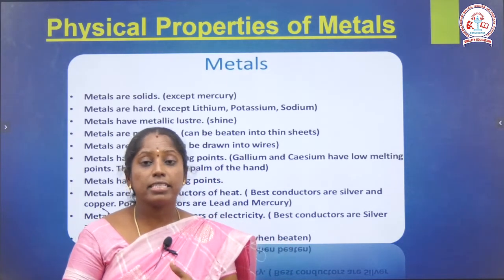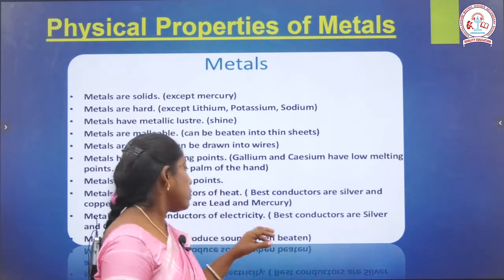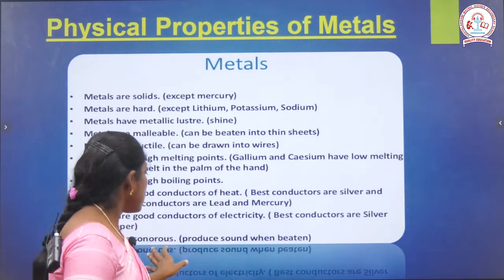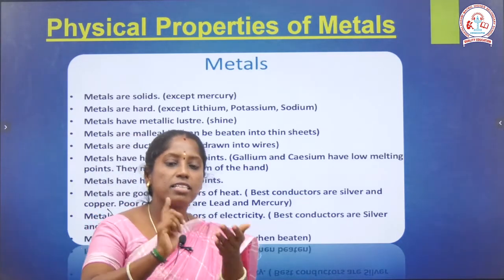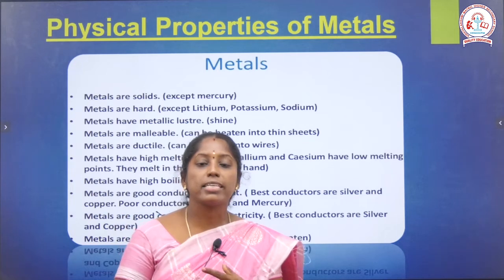That's why in AC they use copper wire. Copper wire, that copper pipe and all they are using that. Then metals are sonorous. We don't touch that, if we touch that, it makes a sound. That is called sonorous, make sound.